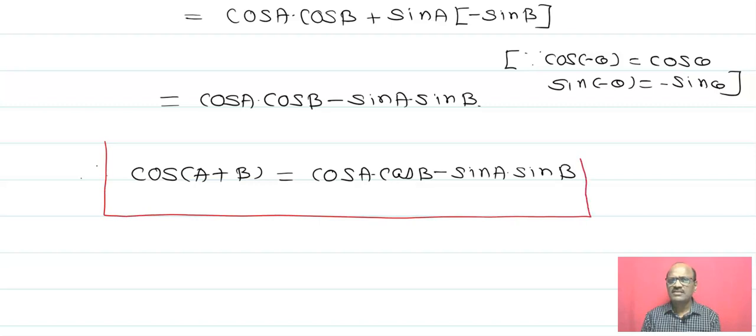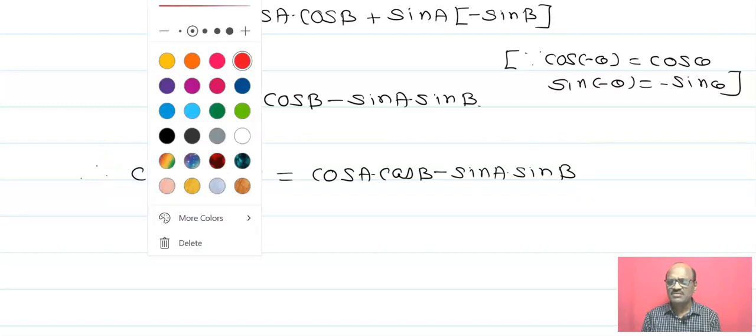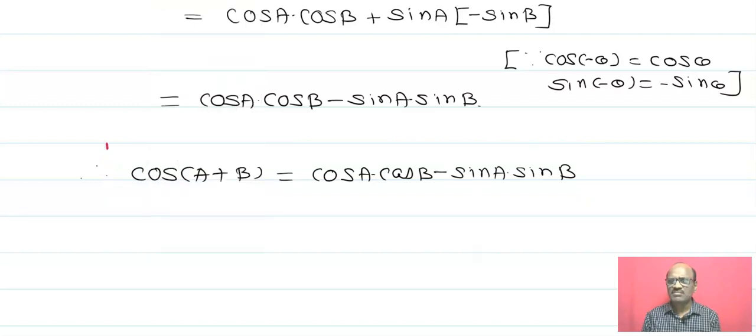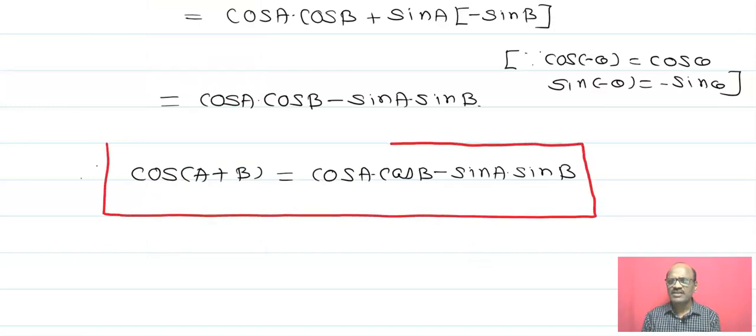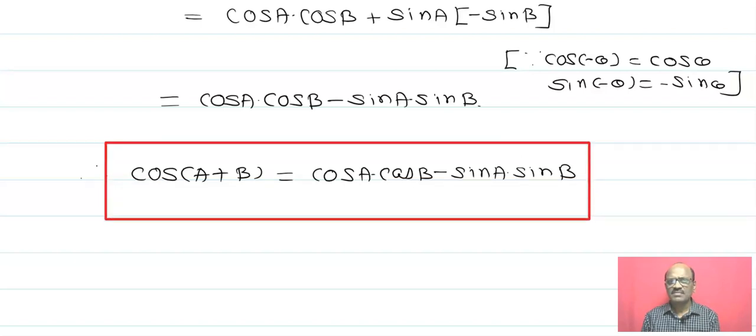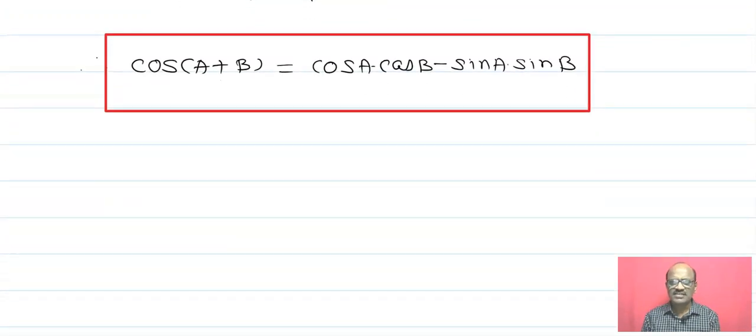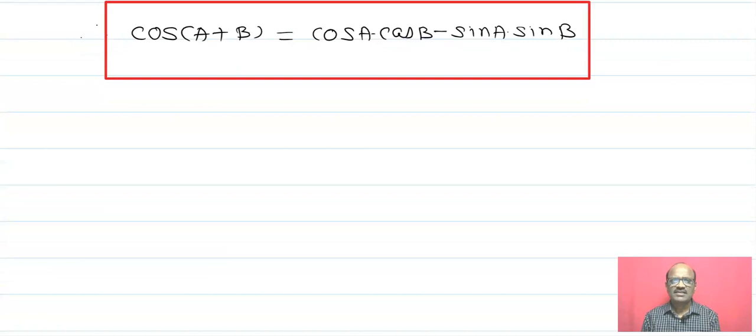Now, whenever there is a cos, sum or difference on the right hand side, there are the same terms, that is cos A cos B minus sin A sin B. For the cos we take the same terms, and whenever there is a plus sign on the left hand side, then minus on the right hand side. It is like this. Now we'll see the formula for cos of pi by 2 minus theta.